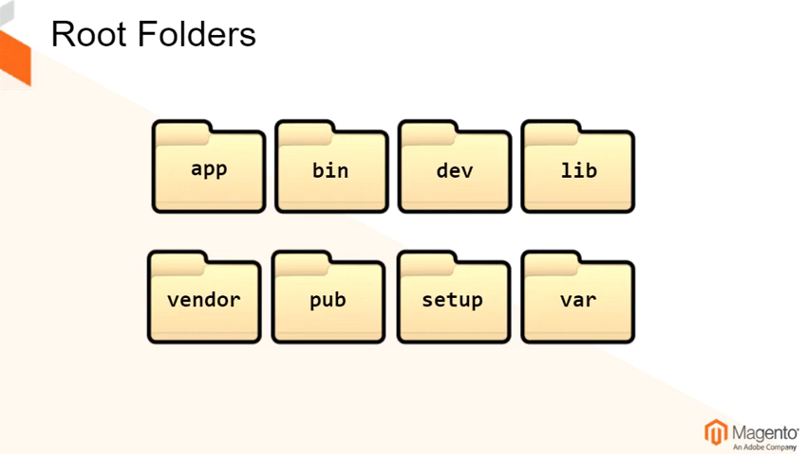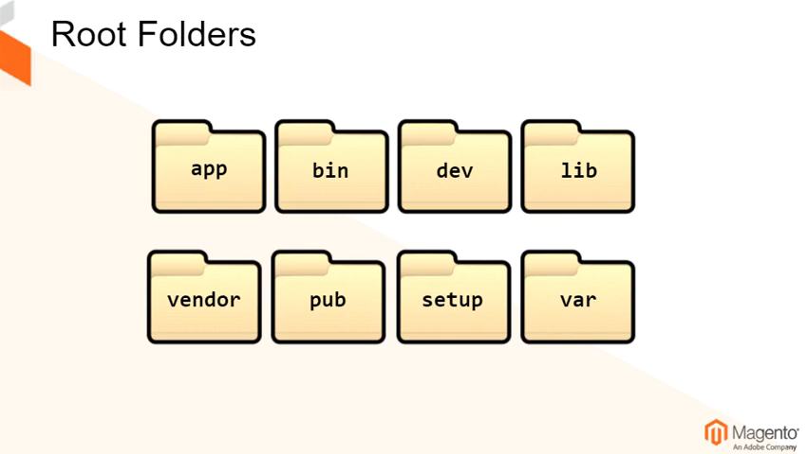App includes core code, custom modules, themes, and global configuration. Bin has the Magento script, which is the Magento 2 command line tool described earlier. Dev includes different scripts and tools useful for developers. Lib includes external libraries not installed through the composer. For the repo cloning installation, it includes the Magento framework, lib internal Magento framework.